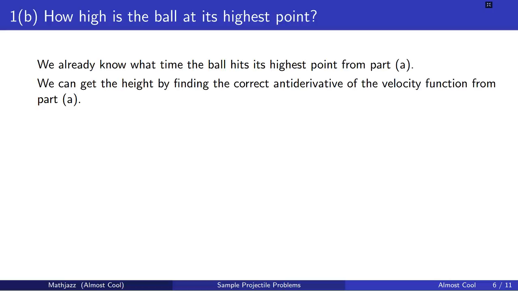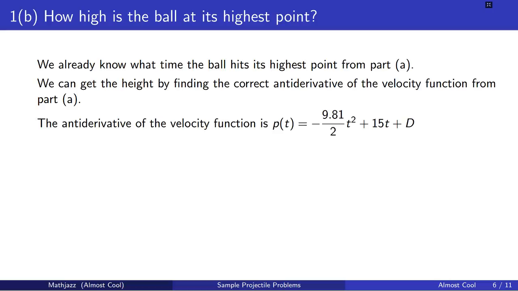I say correct antiderivative because, of course, when we take the antiderivative, we'll get a whole family of functions with a general constant, and then we'll do the same thing we did in part A to solve for a specific constant that will work for this specific problem. So we take the antiderivative of v of t to get negative 9.81 over 2 times t squared plus 15t plus our constant of integration d.